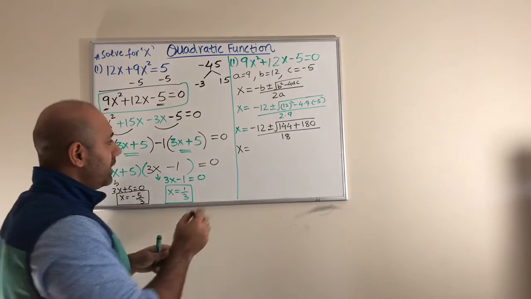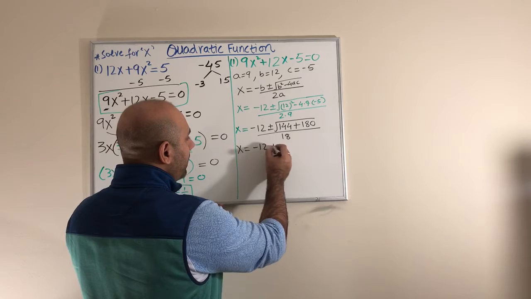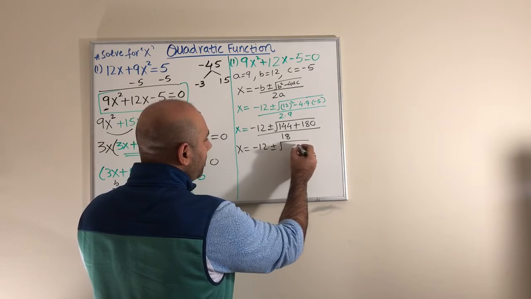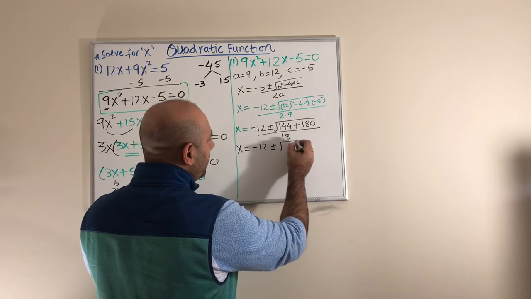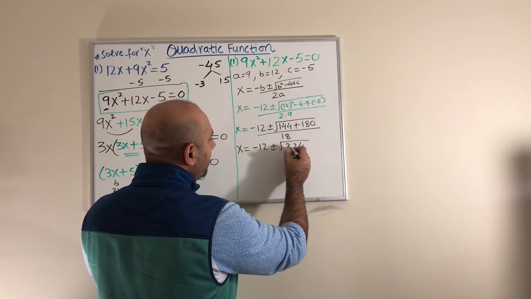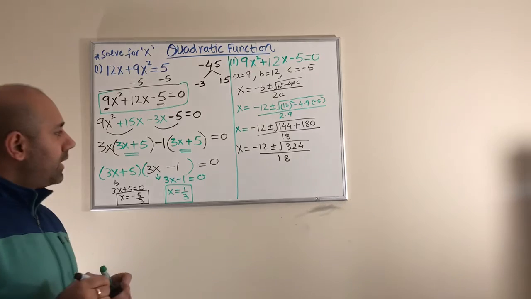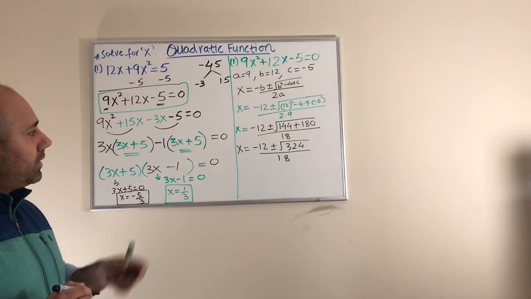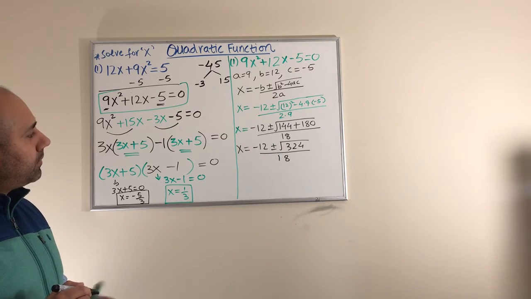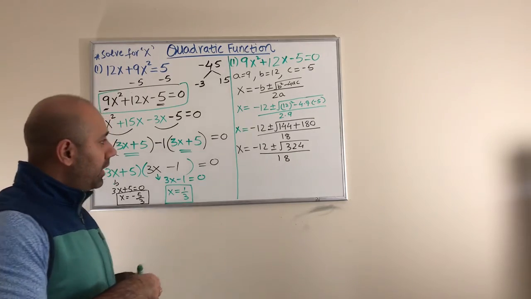And now let us simplify this. It's going to be -12 plus minus radical 324, right? That's going to be my simplified form inside the radical. Now we got to simplify this further.